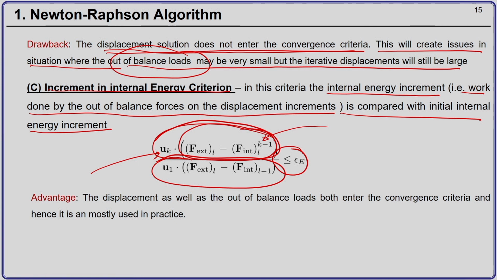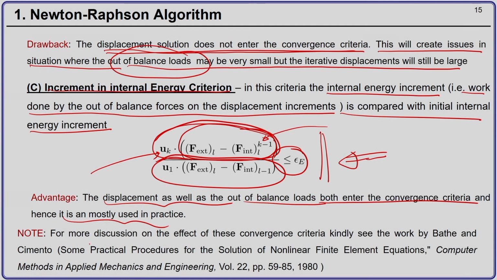Now, you can see here both the displacement as well as the residual load vector enter into the convergence criteria, and therefore, since the displacement as well as the out of balance loads both enter the convergence criteria, this kind of criteria is most commonly used in the finite element literature. Okay. So, you may well use this criteria along with the previous two criteria to have a more robust convergence criteria. Okay.